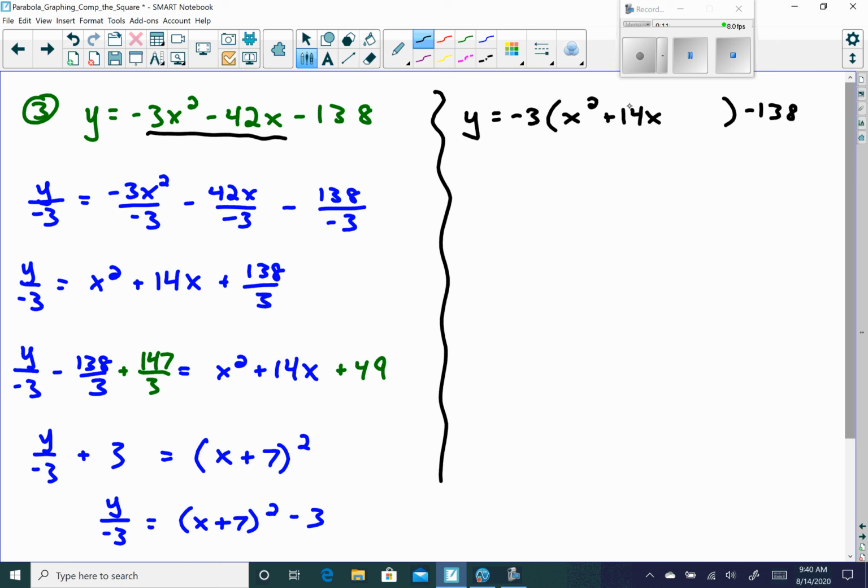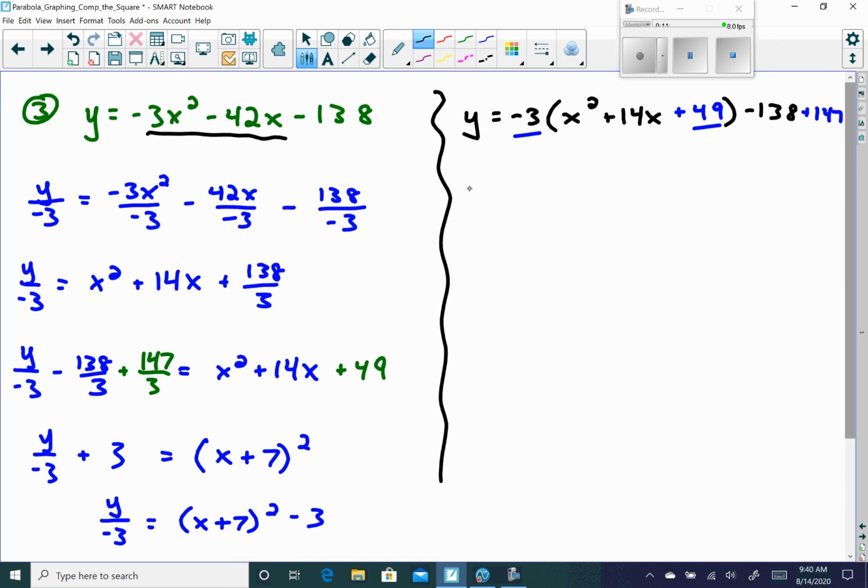So again, half of 14 is 7. 7 squared is 49. But we didn't just add a 49 to this side. We added a negative 3 times 49. So we're really adding a negative 147. So that means I need to add a positive 147 here.